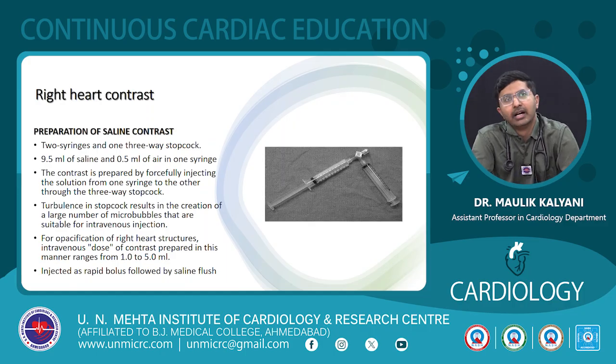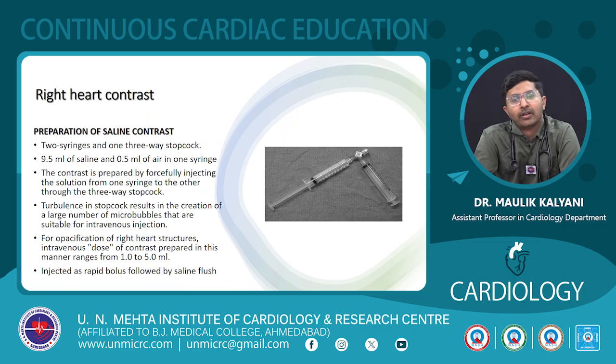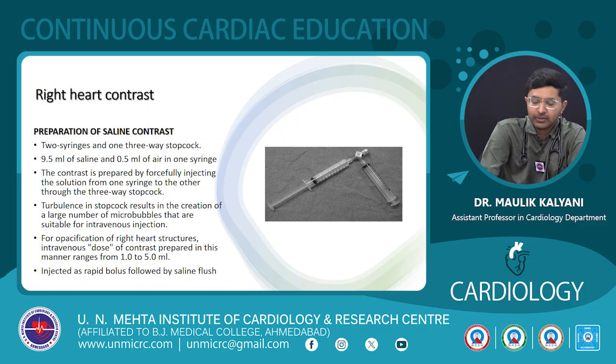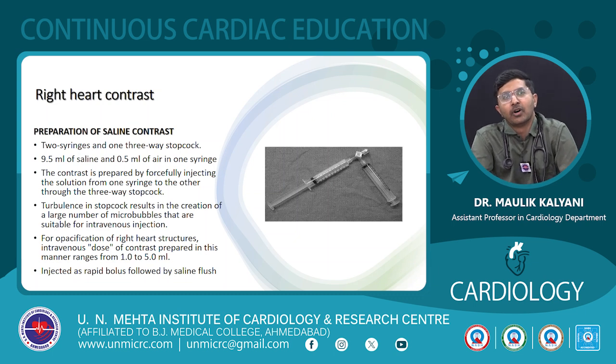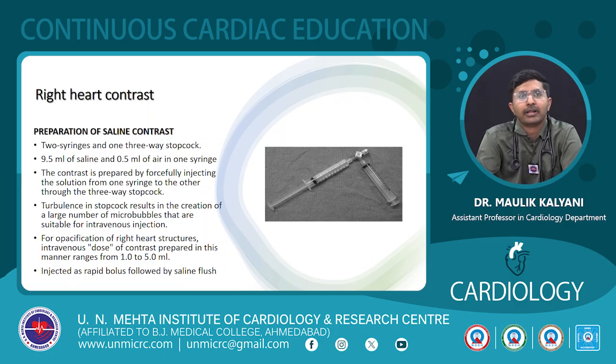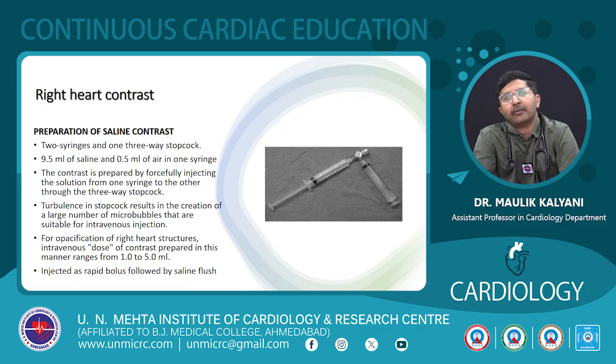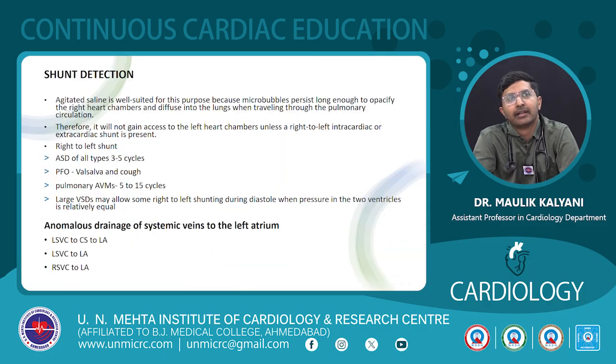Right heart contrast, how to prepare? There are 2 syringes with a 3-way cock, 9.5 ml of saline in one syringe and 0.5 ml of air in the other, and it is prepared by forcefully injecting the solution from one syringe to the other rapidly. There will be turbulence, which results in the creation of a large number of microbubbles that is suitable for intravenous injection. For opacification, the dose is from 1 to 5 ml followed by a rapid saline push, because if we do not push it with rapid saline, the bubbles will dissipate before they can even appear in the right atrium.